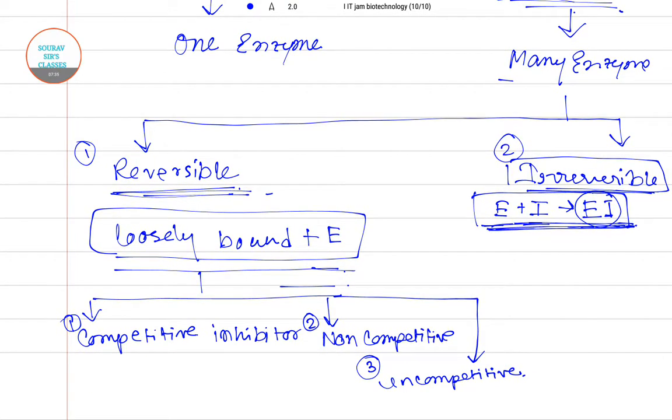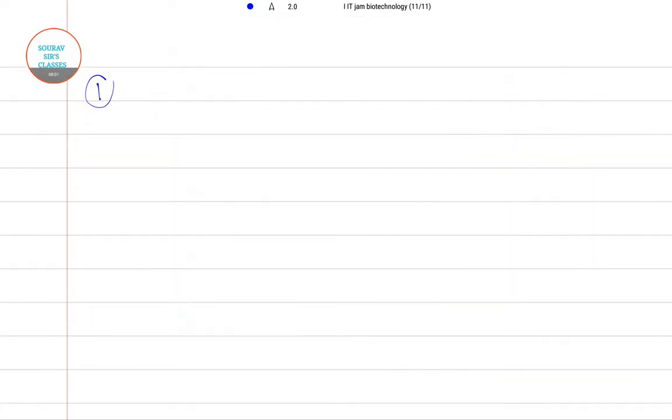Here let's study the subdivisions of the reversible inhibitor: competitive inhibitor, non-competitive inhibitor, and uncompetitive inhibitor. These are the three subclasses under reversible, non-specific inhibitors. So what is a competitive inhibitor? First is the competitive inhibitor.